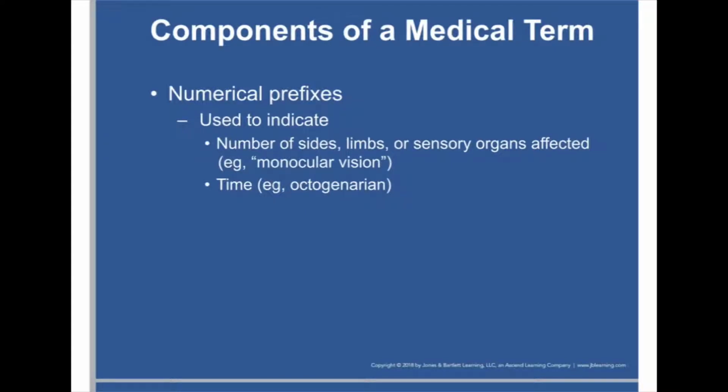A numerical prefix is exactly what you would expect it to be. It is a prefix that indicates numbers. So we can have uni or unilateral, which refers to one side of the body. You may also see, here they give you an example of monocular vision. So what do you think monocular means? Well, it means one-sided. So in that case, they would have one or one-sided vision.